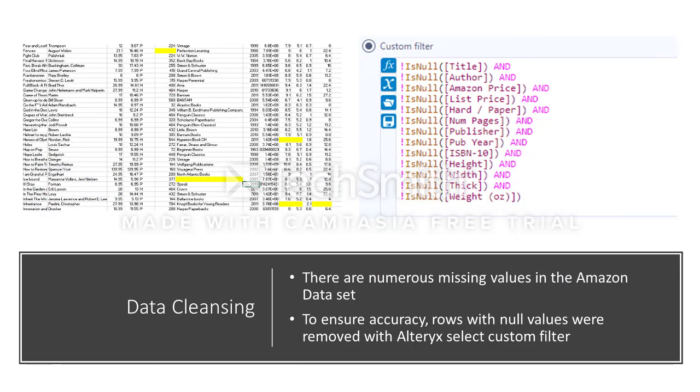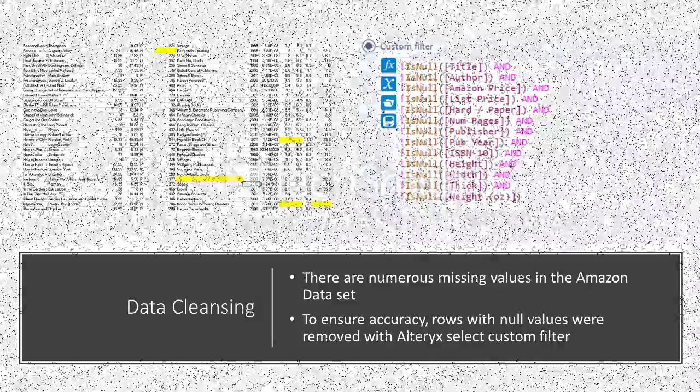When looking closer at the Amazon dataset, we see that there are several values that are missing. So in order to ensure accuracy, rows with no values were removed with Alteryx by selecting the custom filter that can find the missing values of authors, titles, Amazon pricing, etc.